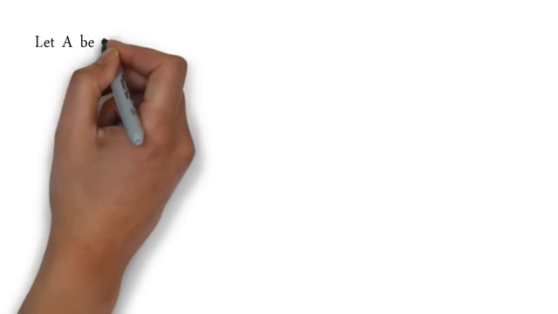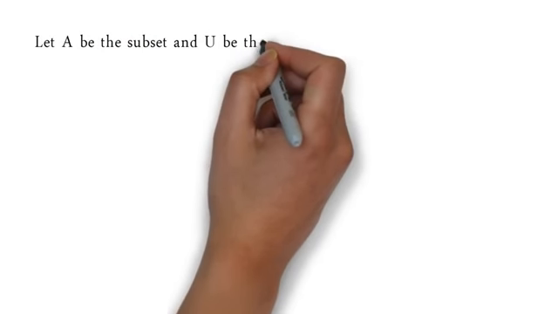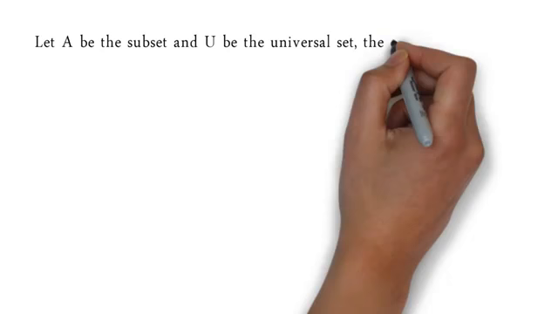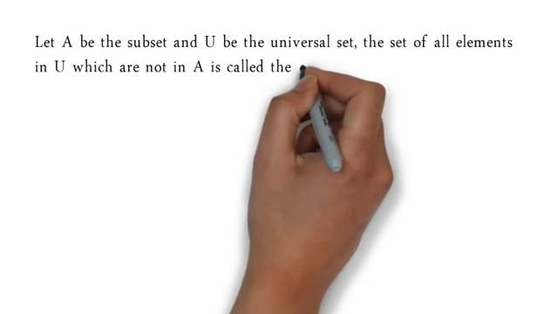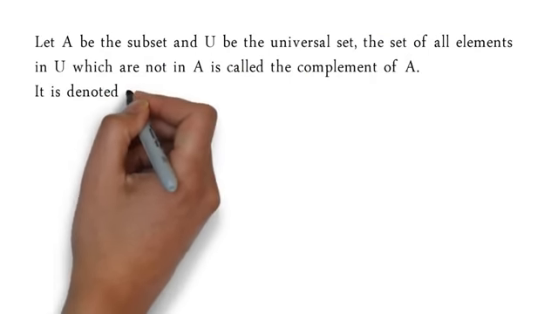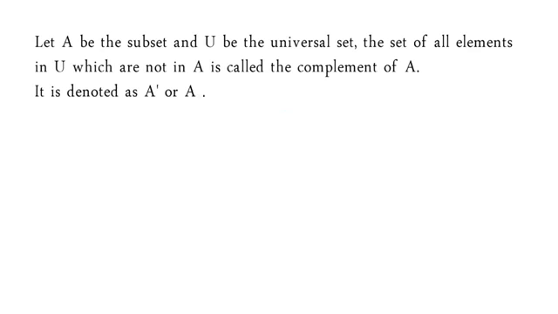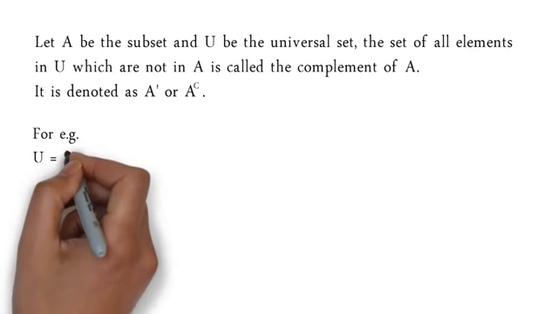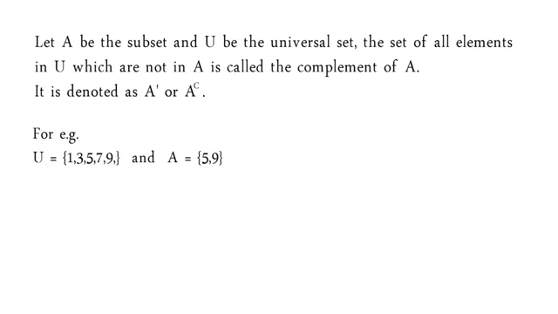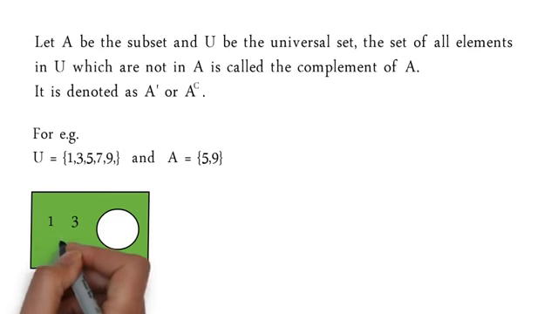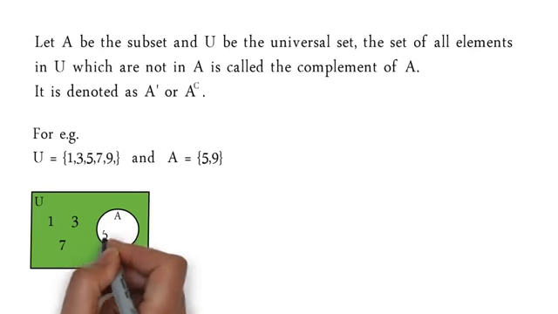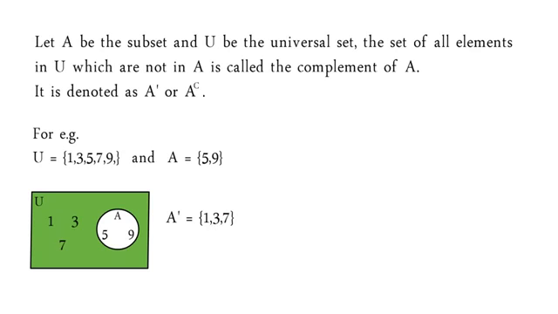Complement of a set. Let A be a subset and U be the universal set. The set of all elements in U which are not in A is called the complement of A. It is denoted as A dash or A raised to C. A complement is equal to all elements of X where X belongs to the universal set and X does not belong to A. If X does not belong to A complement, then X belongs to A.